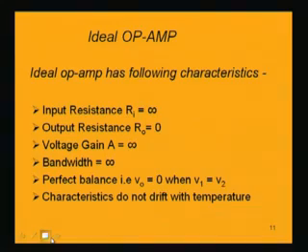An ideal op amp has the characteristics of, first, input resistance Ri should be infinity, output resistance R0 should be 0, voltage gain should be infinite, and bandwidth should be infinity. Bandwidth means the characteristics of the op amp, like voltage gain, should not change with very low or very high frequencies. That means, throughout the whole frequency range of application, the characteristics of the op amp should not change.